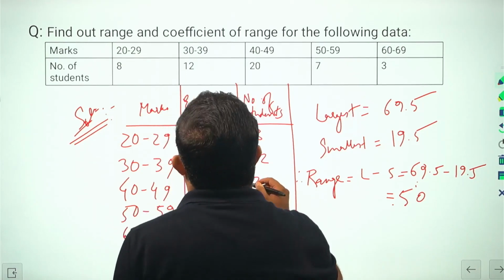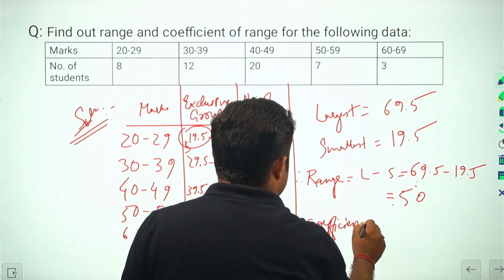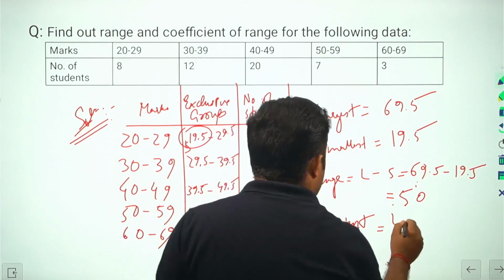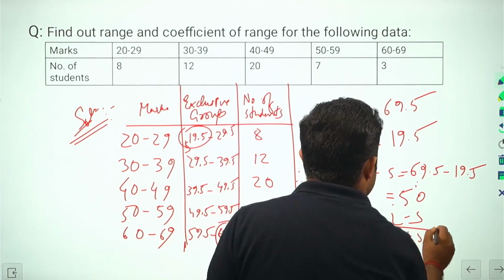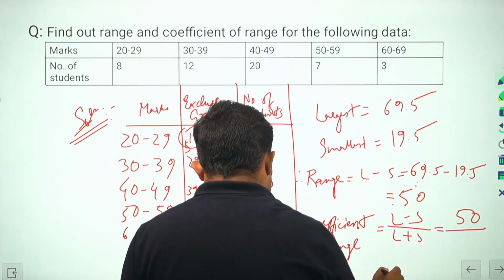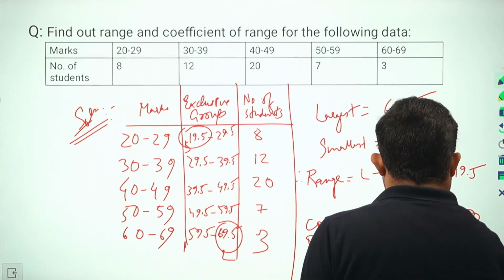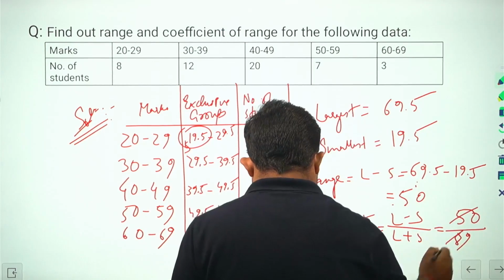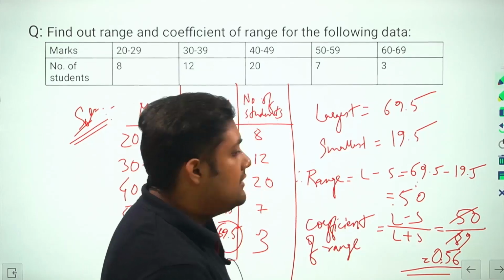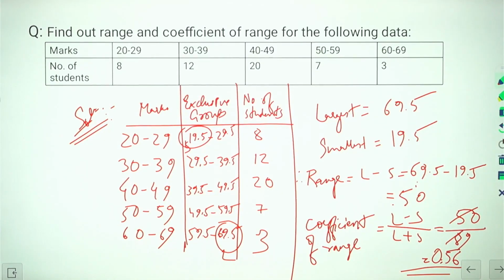And what do we need to find out? Coefficient of range, which is L minus S divided by L plus S. So this is 50 and this will be 89. Divide it, and it is 0.56. So this is the coefficient of range. We calculate in this manner. You can take a screenshot if you want.